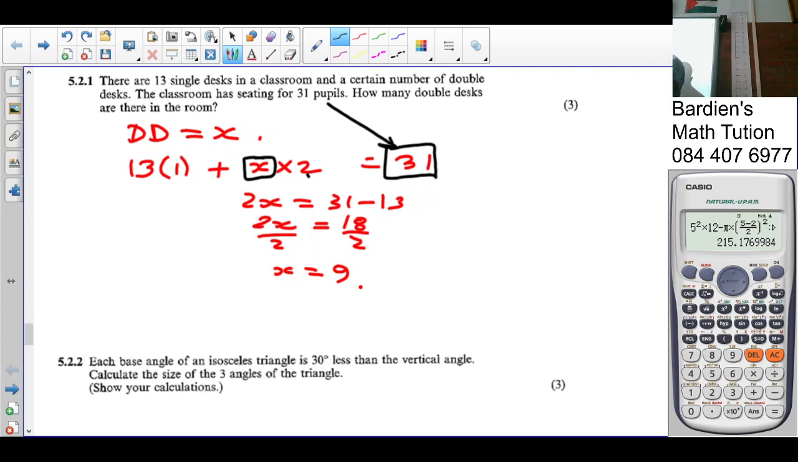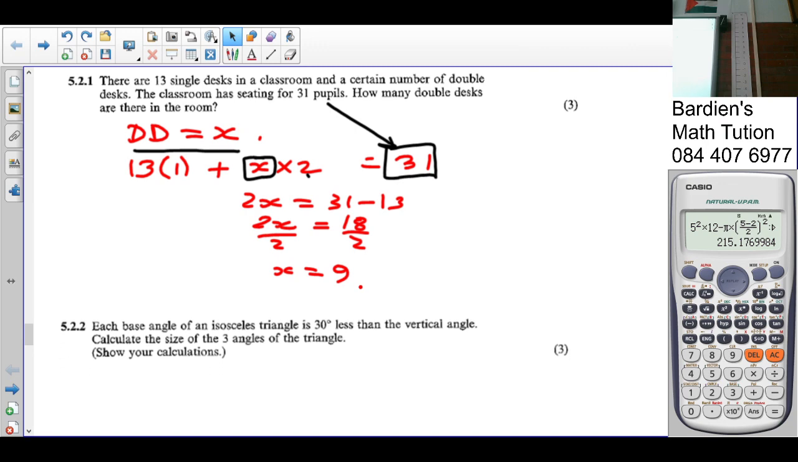But we don't know how many double desks there are. That's why we let double desk be x. Can you see here? The double desk be x. So whatever number of double desks there are is multiplied by 2 to get the number of people that can be accommodated by the double desks. Understand me? And that is where the 2 comes from. 2 times the number of double desks there are.